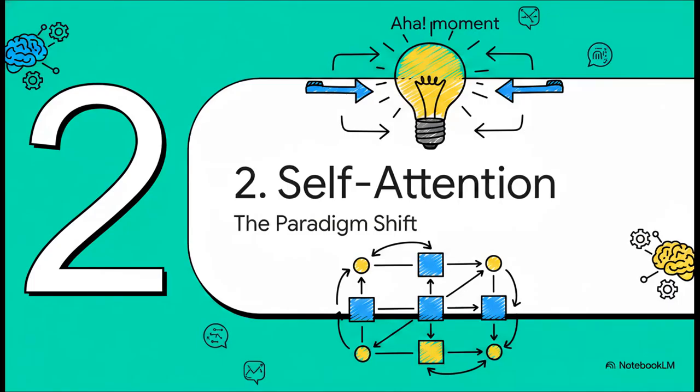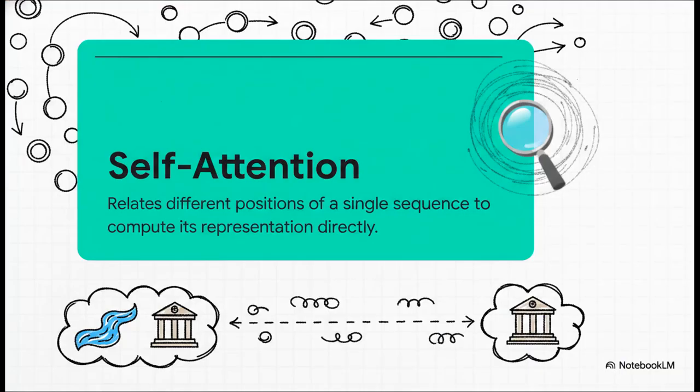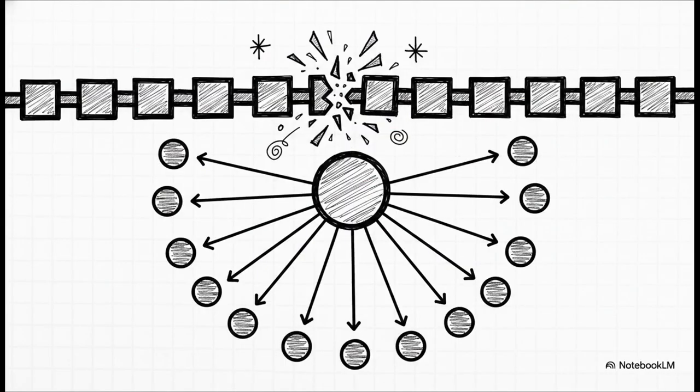Section 2. The self-attention paradigm. So here is the researchers' massive aha moment. They decided to abandon that step-by-step recurrence completely. Instead, they introduced something called self-attention. Simply put, self-attention lets the model draw direct mathematical lines of dependency between words, no matter how far apart they are in the sentence. So the words bank and river instantly connect in the AI's mind, completely ignoring all the clutter in between. And the math behind this breakthrough is just stunning.